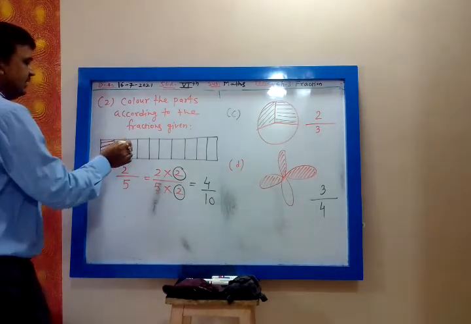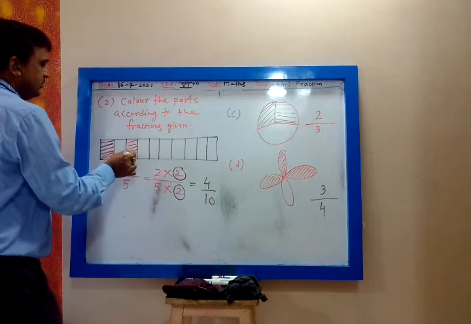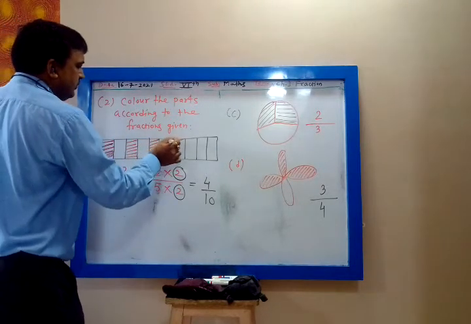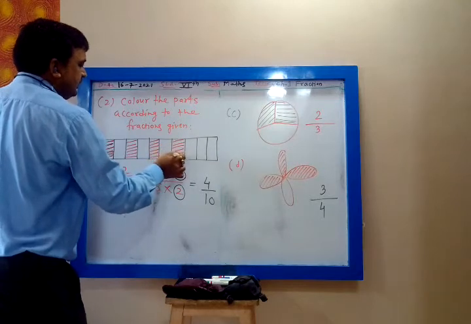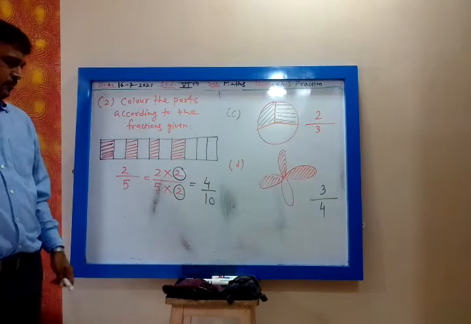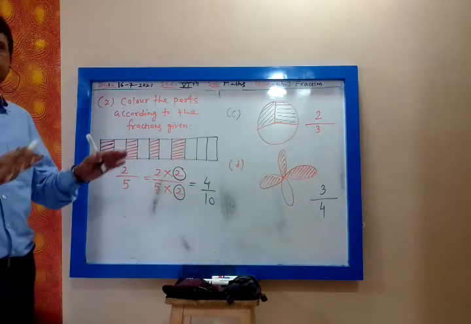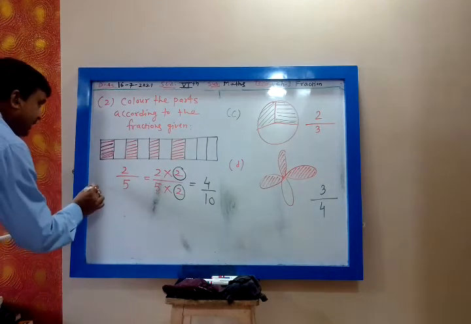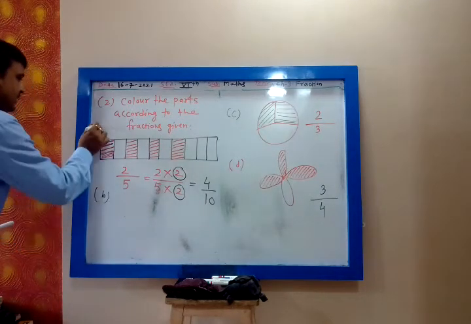One box I have shaded. Then second box, one box you can leave. 3, then 4. So this is 4 upon 10. Yes, any 4 boxes. Then second, B part, this is A.